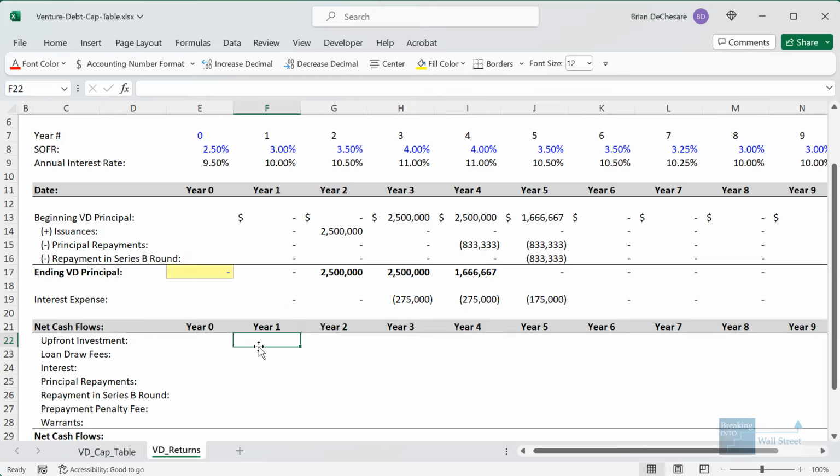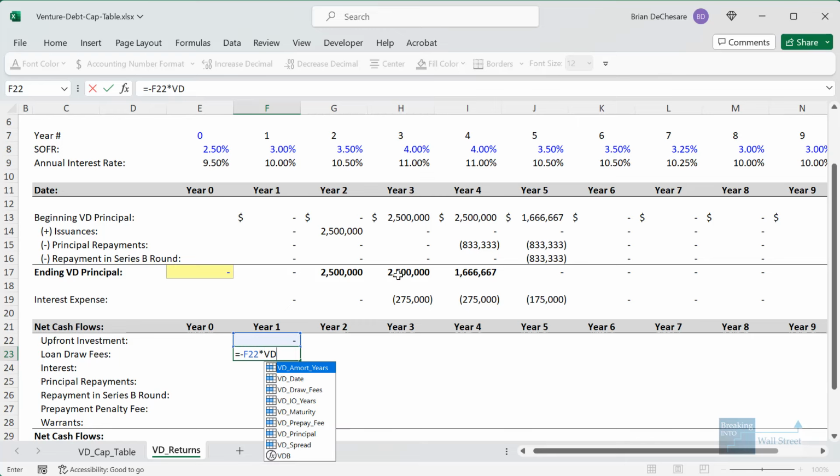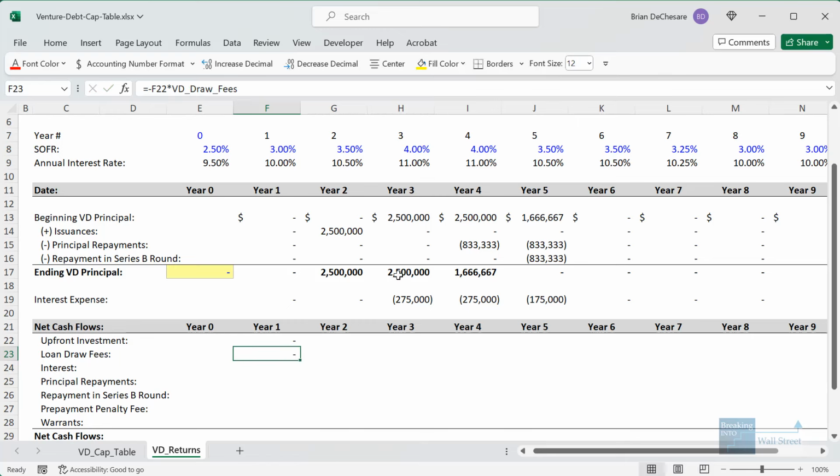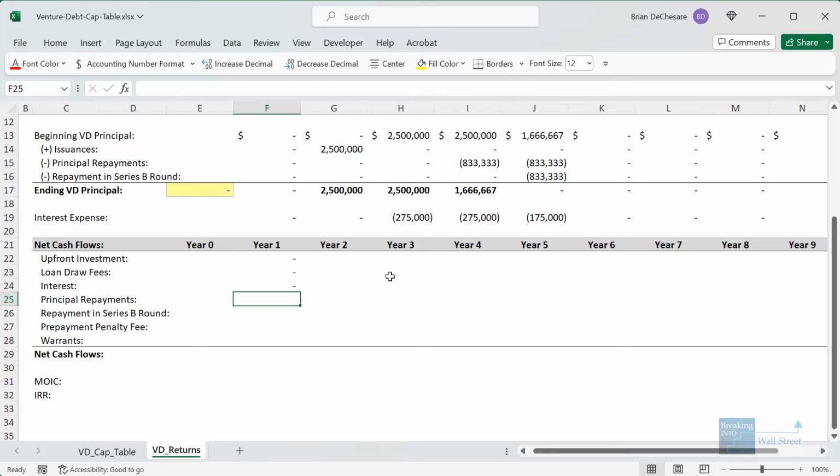Now, for many of these other line items, it's pretty simple. For the upfront investment, we just link to the issuances and flip the sign. For the loan draw fees, we just link to whatever the upfront investment was, and then we multiply by the loan fee percentage, which is a named cell right here. For the interest, we link up here and flip the sign because this is a positive for the lenders who are investing in this issuance. Principal repayments, also going to link to this and then flip the sign, and same for the repayment in the Series B round. The prepayment penalty fee is a little bit different.